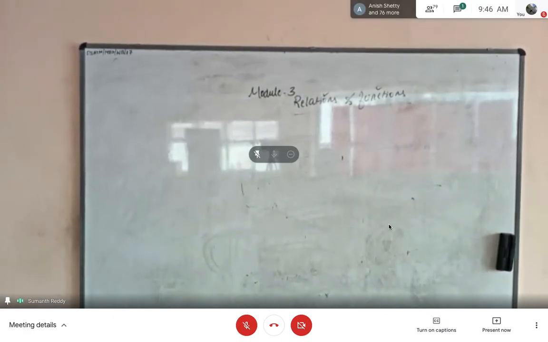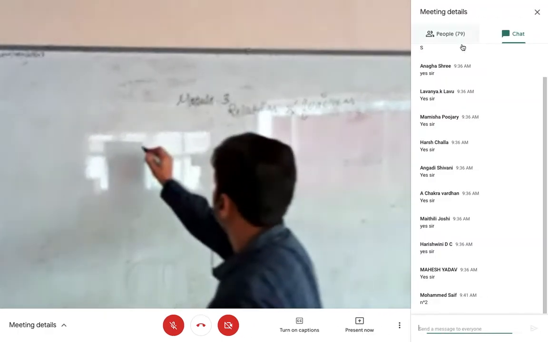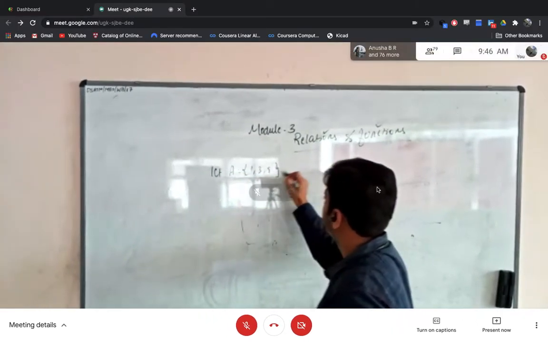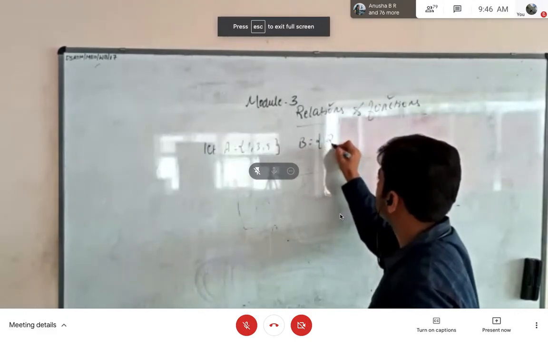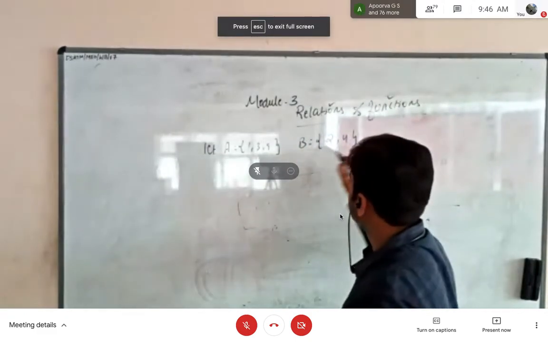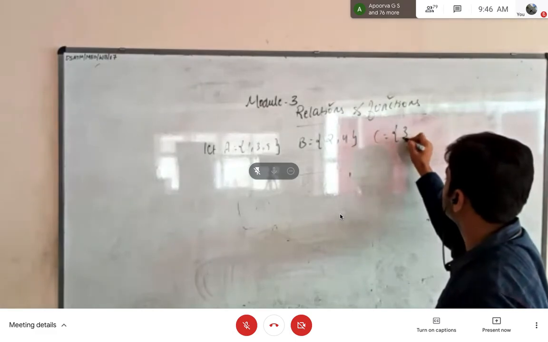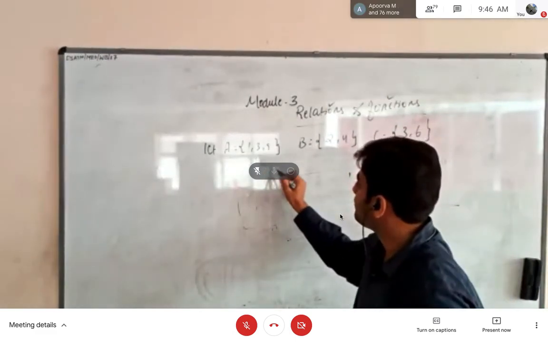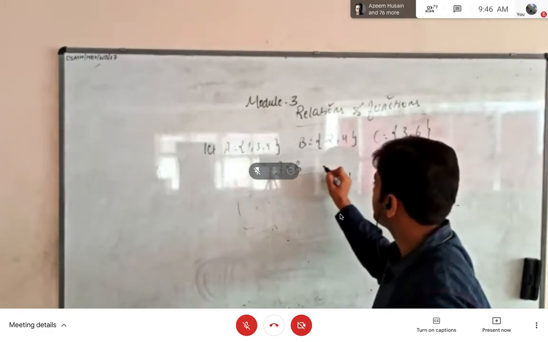Fine. So I'll just give you one example. Say for example, let set A is equal to 1 comma 3 comma 5. Set B is equal to, say for example, 2 comma 4. Fine. Set C is equal to, say for example, 3 comma 6. Okay. So based on this, find A cross B.